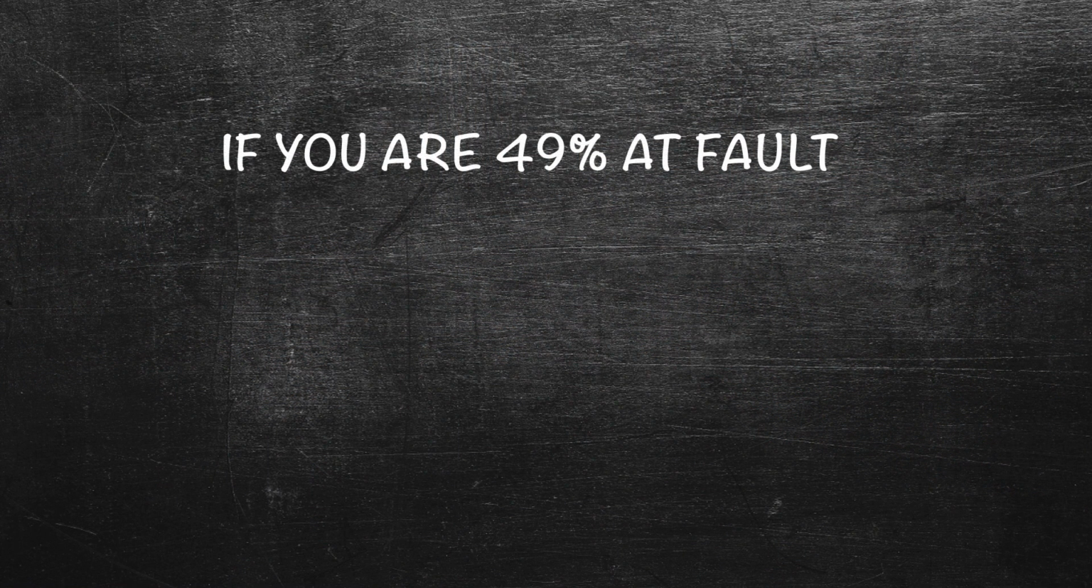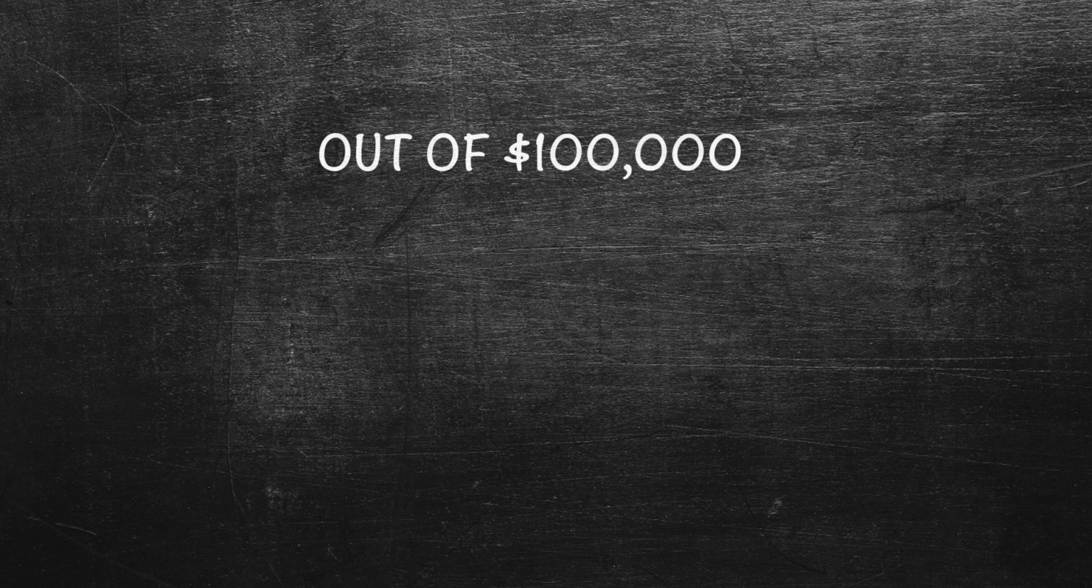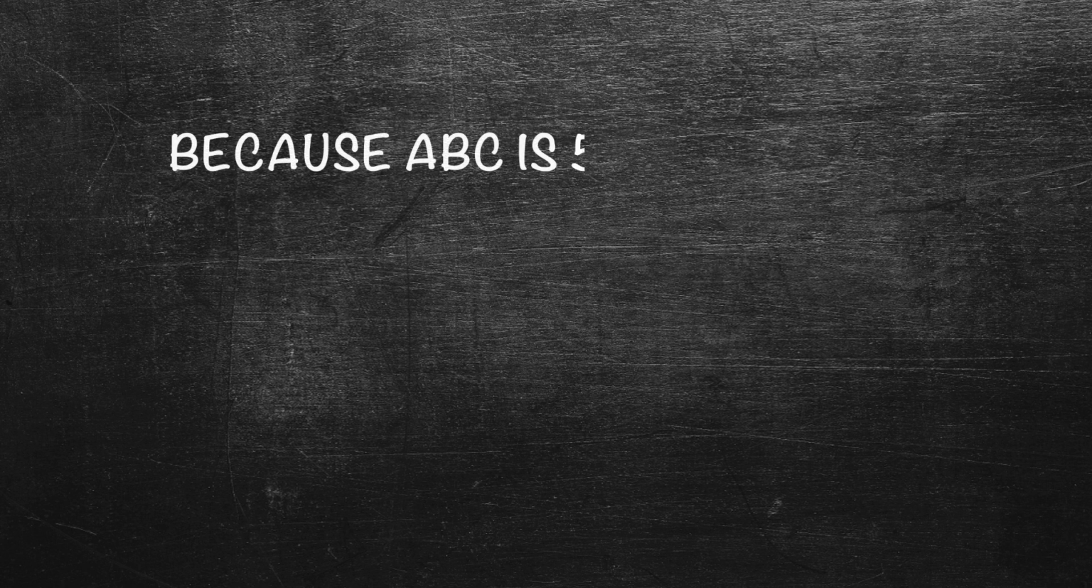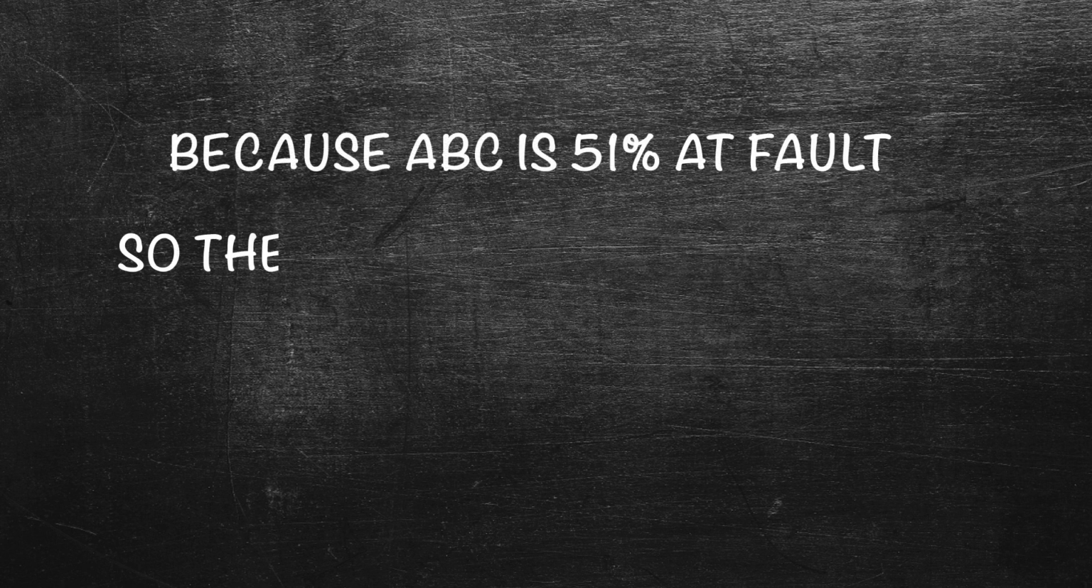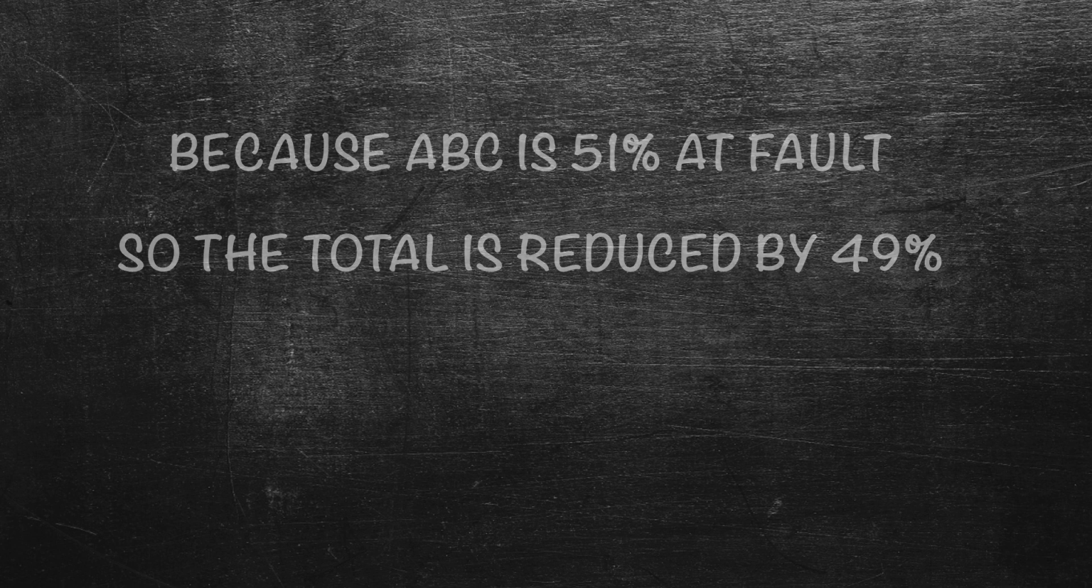However, if the plaintiff is less than 50% at fault, say 49%, and then ABC Corp is 51% at fault, then even if it's a $100,000 award, the plaintiff will only recover $51,000 because ABC Corp is at 51% fault, and the total award is reduced by 49%, which is the plaintiff's allocation of fault.